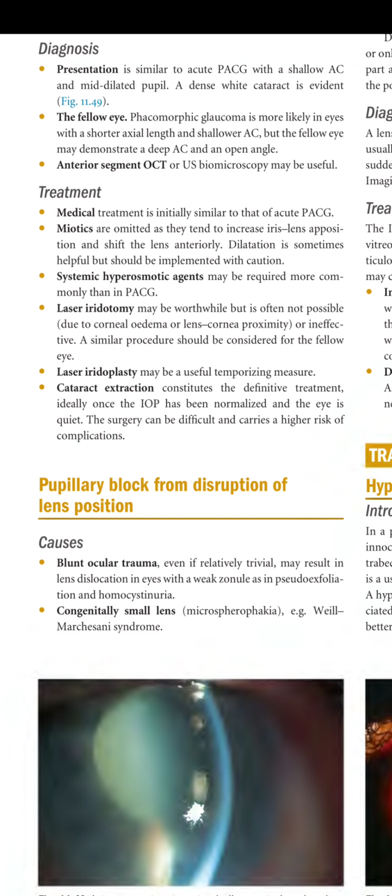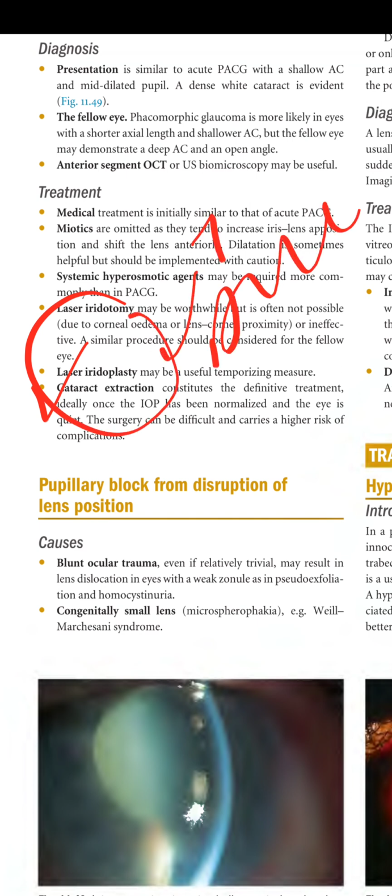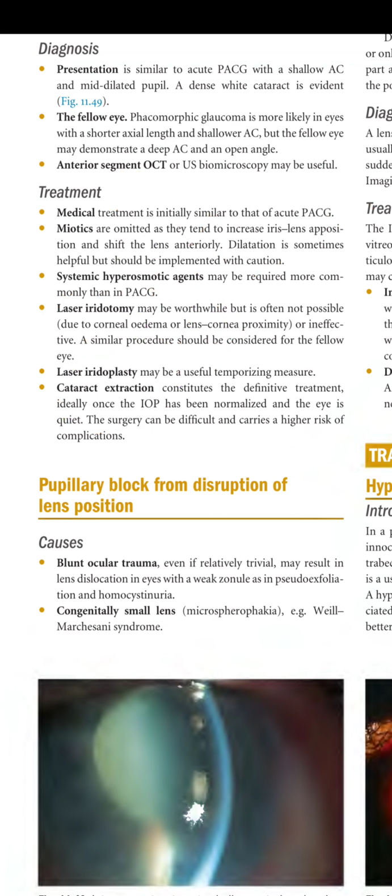Laser iridotomy may be worthwhile but is often not possible due to corneal edema or lens-cornea proximity, or is ineffective. A similar procedure should be considered for the fellow eye. Laser iridoplasty may be a useful temporary measure. Cataract extraction constitutes the definitive treatment, ideally once the IOP has been normalized and the eye is quiet. The surgery can be difficult and carries a high risk of complication. So the definitive treatment is to remove the cataract in a case of phacomorphic glaucoma. You just control the IOP medically and you just remove the cataract.